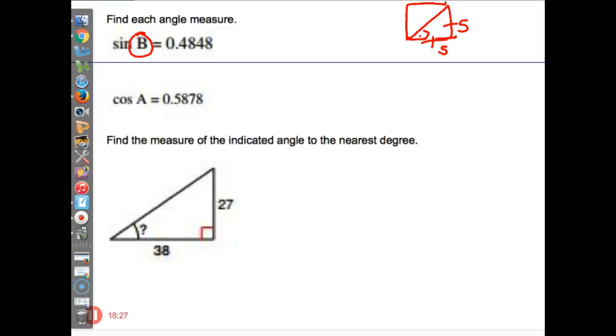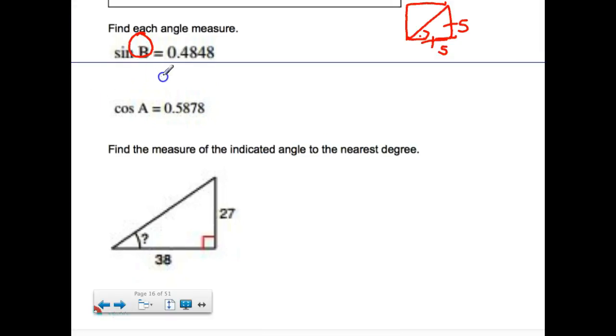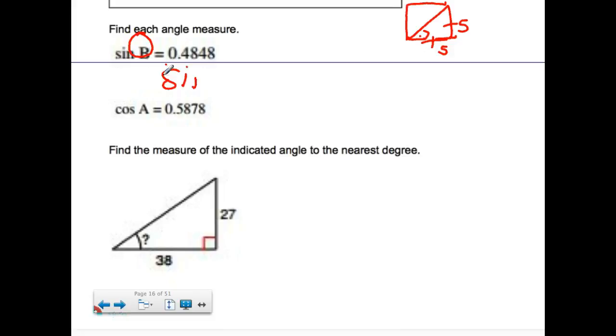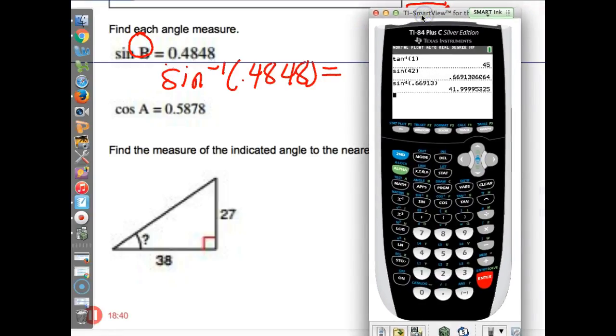To get the angle back, I'm going to do sine inverse. So I just go to my calculator and I do sine inverse of 0.4848. My calculator will tell me, and let's just round it when we get it. So back onto the screen, I'm looking for the angle measure. So I do sine inverse 0.4848 and enter. My angle is about 29 degrees.